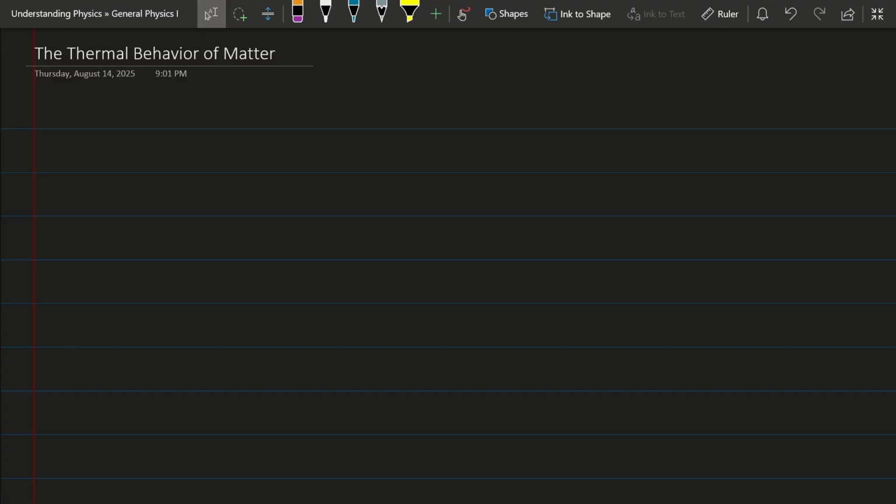So today on General Physics 1, we want to start to talk about the thermal behavior of matter. That means we are going to discuss matter as well as its behavior if you apply heat towards it. So last time we talked about the transfer of energy in the form of heat. So now we want to talk about what will happen to the material when you apply that heat.